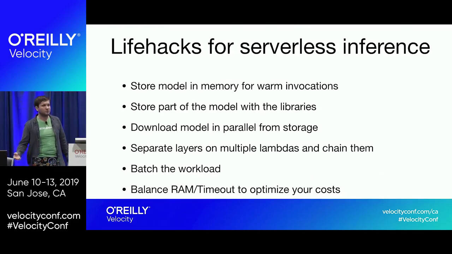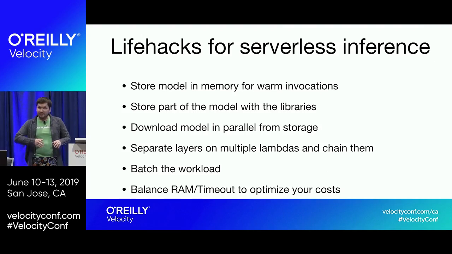What are some optimizations which you can do when you run inference on serverless? So first, try to have as many warm invocations as possible. Try to store some part of the model with the libraries, so you don't have to download a lot from S3. If you download from S3, download it in parallel. S3 allows you to do that. And 3 GB RAM has 2 virtual CPUs, so you actually have multiple threads on Lambda.